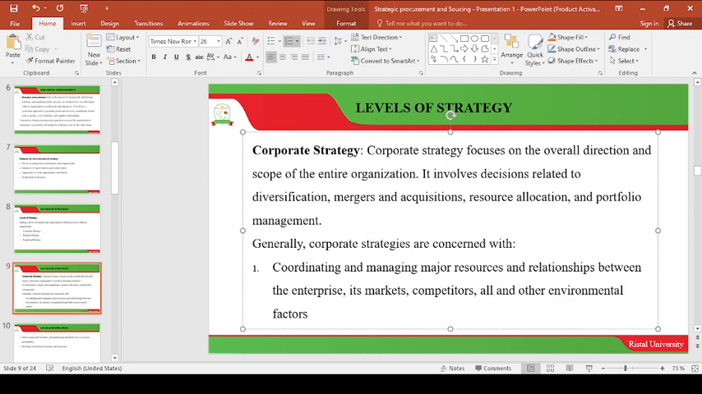So under this level, the top management is the one which oversees the overall direction of the entire organization to drive the organization forward, that is growth. They also look at how to allocate the resources, the portfolio management, and the set of strategies such that everything is done guided towards the achievement of those objectives.